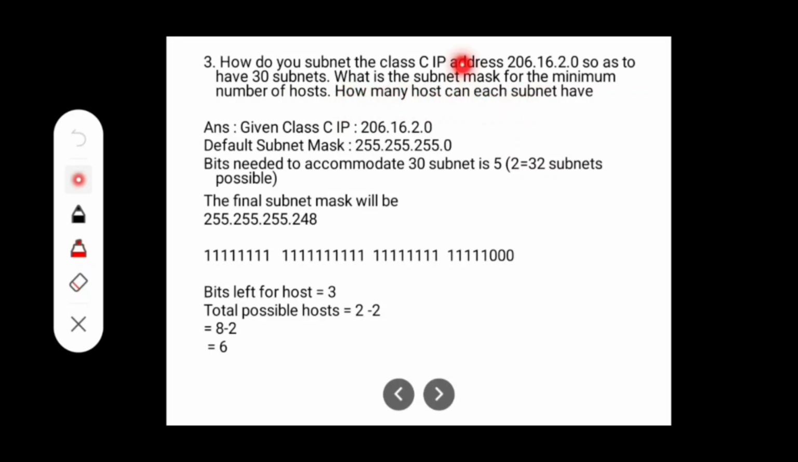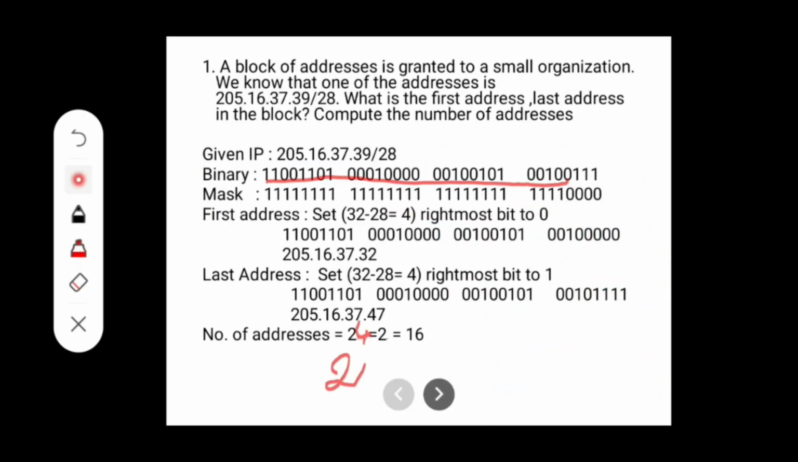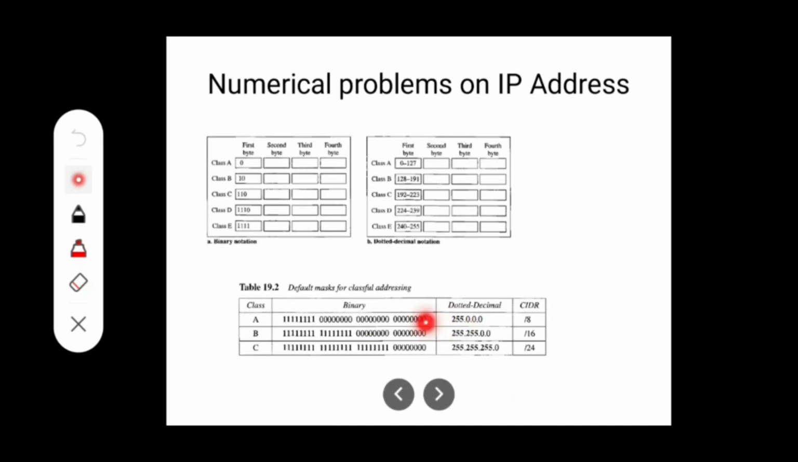So what all things are given in the question? They have only given the IP address. They have not given the subnet mask. The given IP address is 206.16.2.0. From this we have to identify which class this IP address belongs to. You take the first byte, which is 206. Just look into the table for 206.